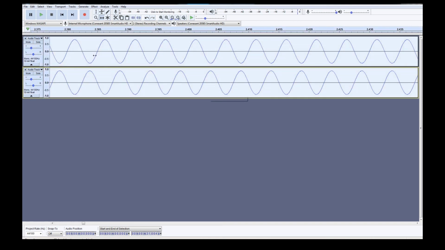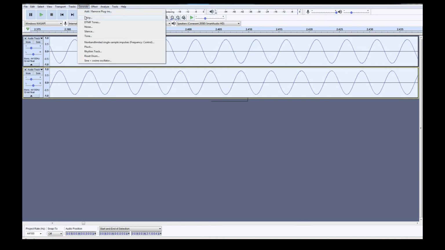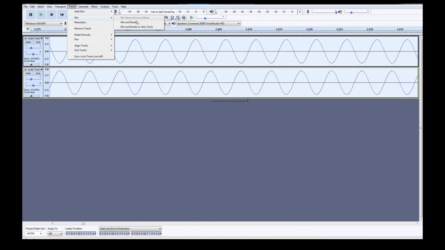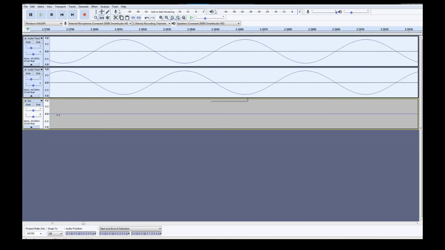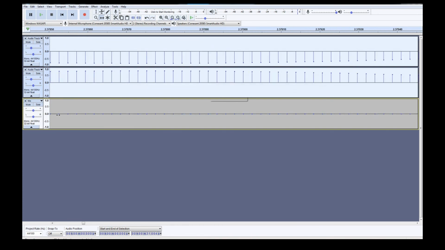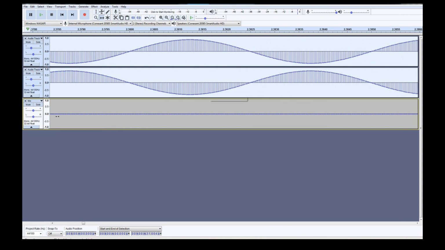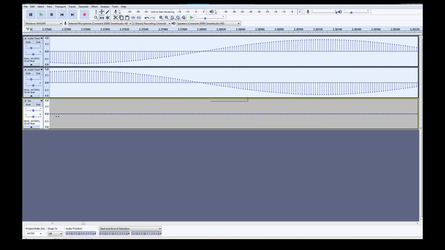Press Control A, Tracks, mix, mix and render to new track, and there's the addition of those tracks. You see, they almost completely canceled out. And the cool thing about Audacity is when you zoom in really close like this, you're seeing the actual XY data sampled through your computer. So we can get that.